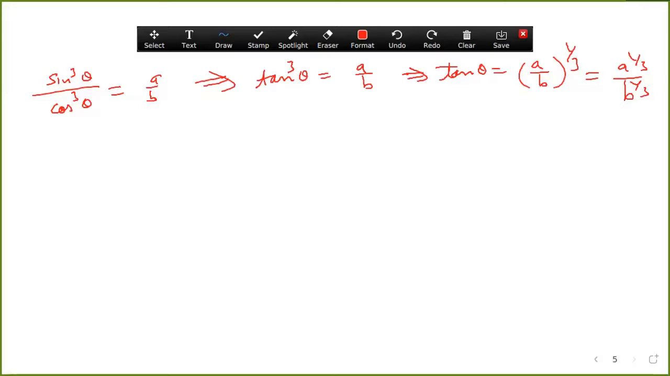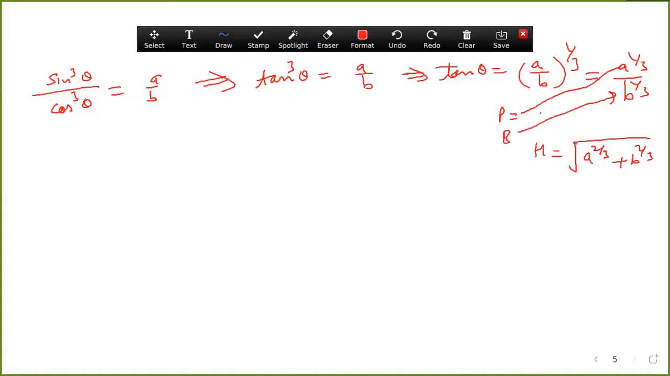Perpendicular upon base. It means perpendicular is given, base is given. What is the hypotenuse? Hypotenuse will be equal to under the root of A perpendicular square, that is a to the power 2/3, plus b to the power 2/3. This is perpendicular and this is base. So hypotenuse will be equal to this one.